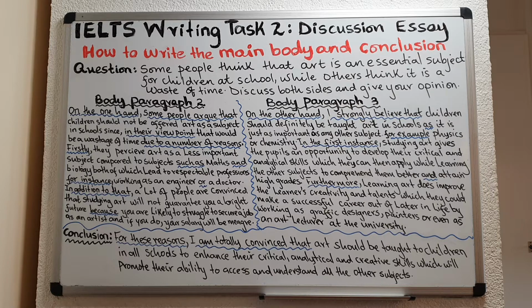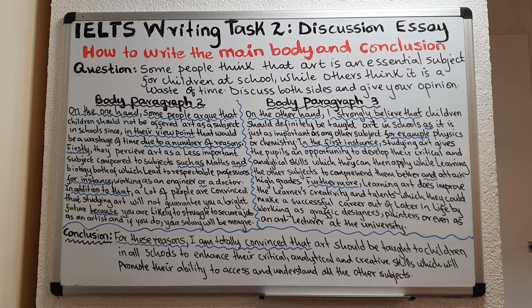Before we begin the lesson, I would like to give you some information about IELTS Writing Task 2. The first thing that is important to remember is that you get 40 minutes to write your task 2. You should write more than 250 words. If you're aiming for a band 8 or a band 9, then you should write 300 words plus.